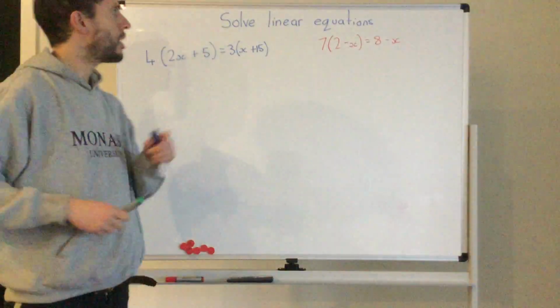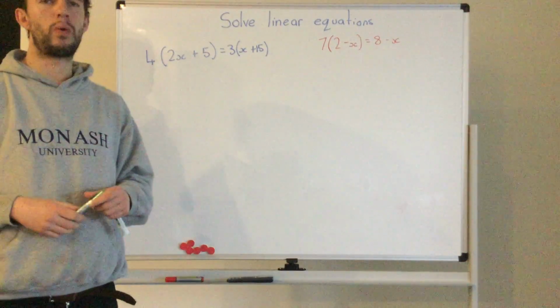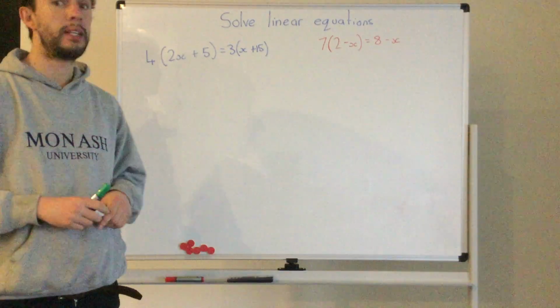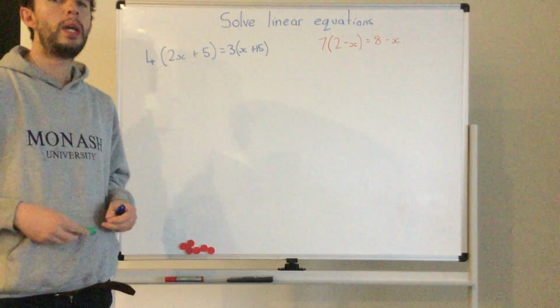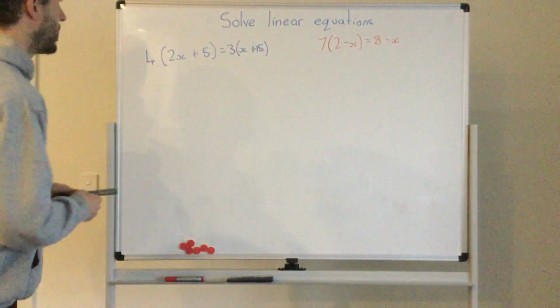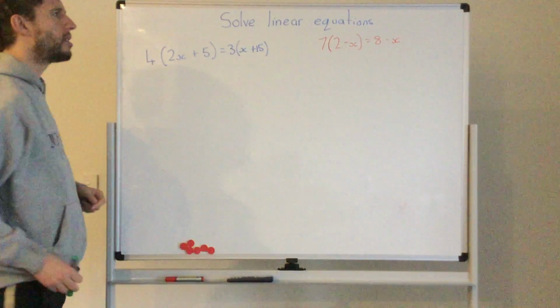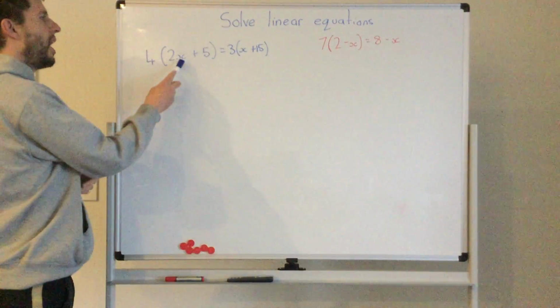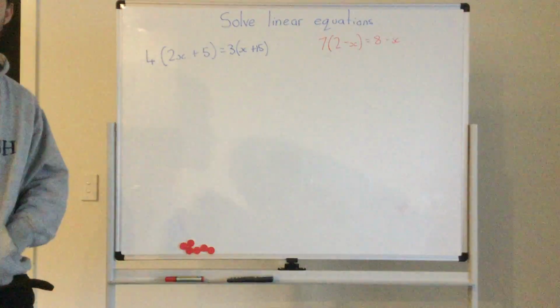So we are looking at solving linear equations. Now the first thing I think about linear equations is there's normally one variable and we are looking at a straight line. So with these two questions here, the first thing we need to be thinking about is how do I find out what x is?